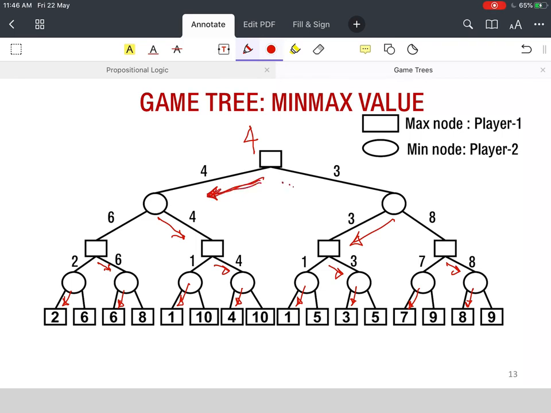Because we know that if a person makes a move, instead of making the move on this side, if by chance they made a move here, then the opponent could play in such a way that the payoff could be less than 4. Therefore, this person will make a move here. And in terms of this player 1, these are OR nodes. And these are AND nodes.